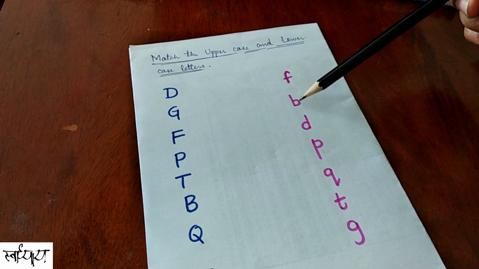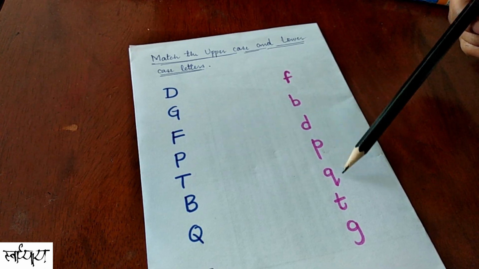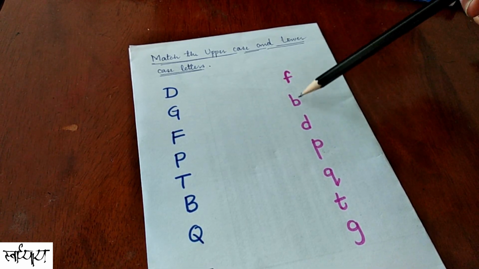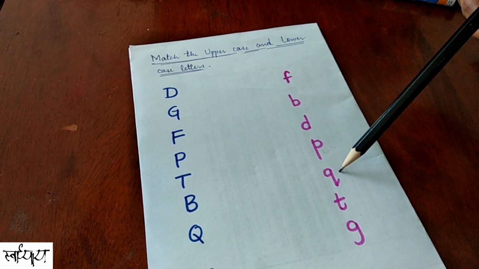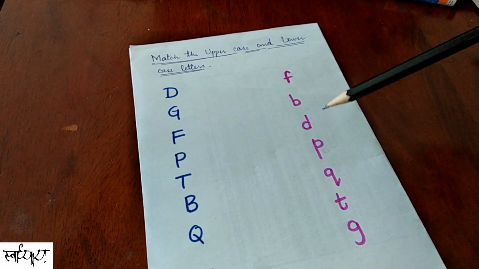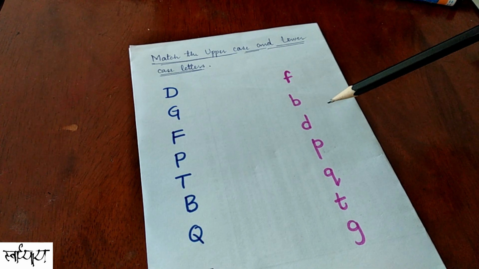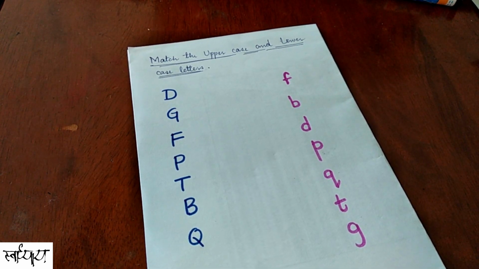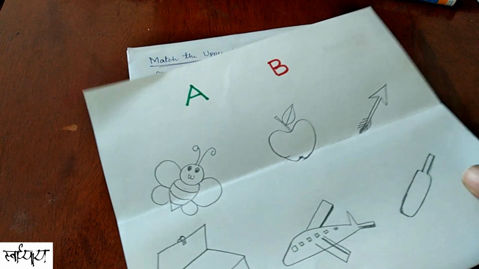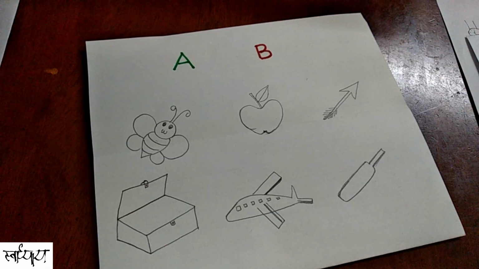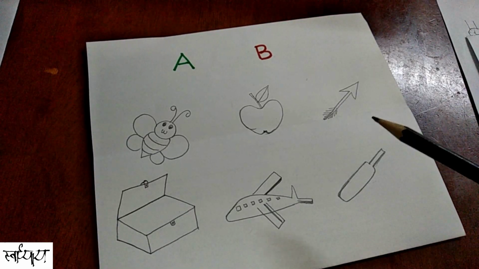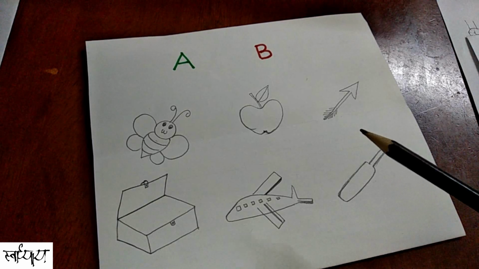Now you can see that I've given B, D, P, Q. See, most of the kids get confused in letters B, D, P, Q. So you need to stress on the letters in which you feel your child is a little confused. The next one is this. Even after finishing a few alphabets, you can give this kind of worksheets to your kids.